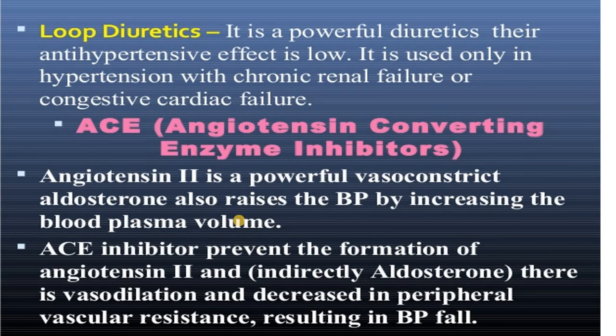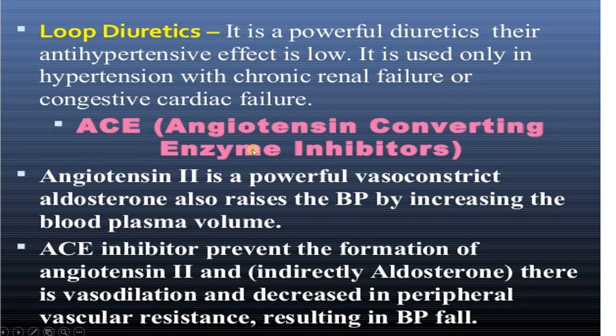Next one is loop diuretics. It is a powerful diuretic. Their antihypertensive effect is low. It is used only in hypertension with chronic renal failure or congestive cardiac failure. Next is antagonists.